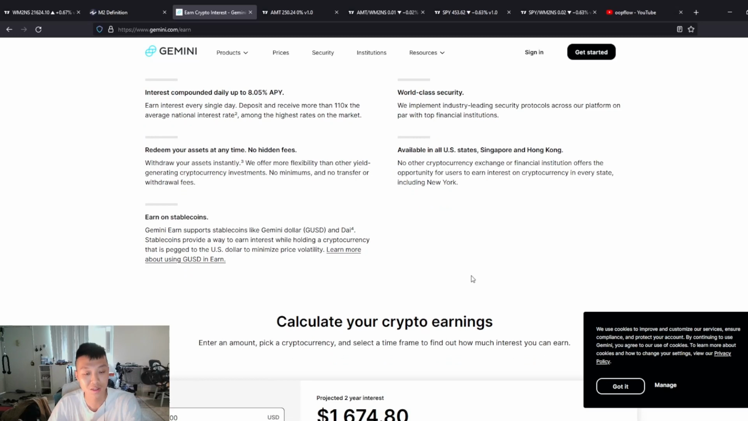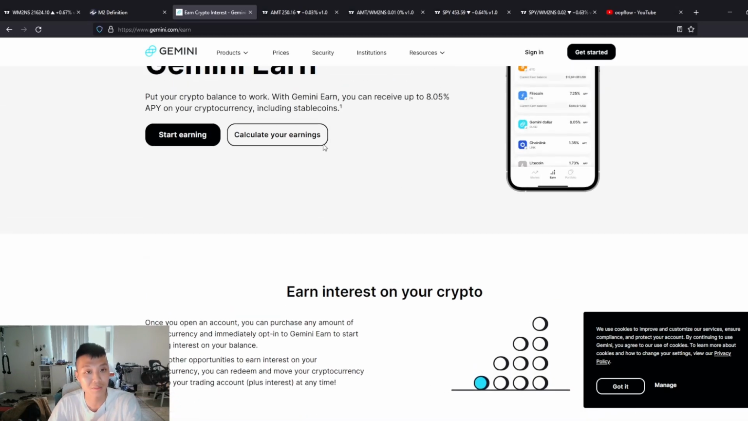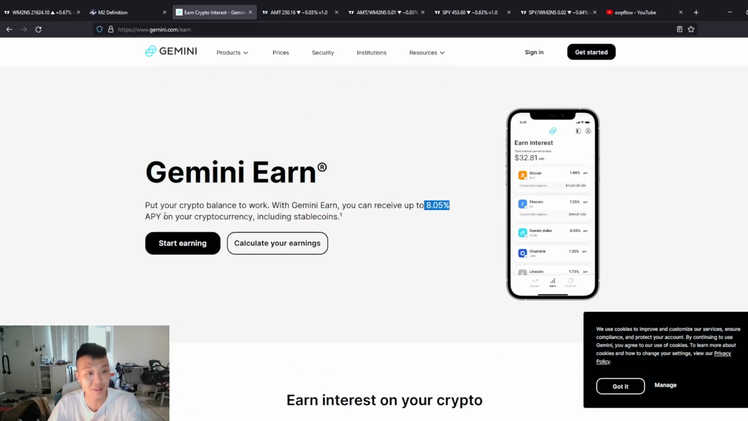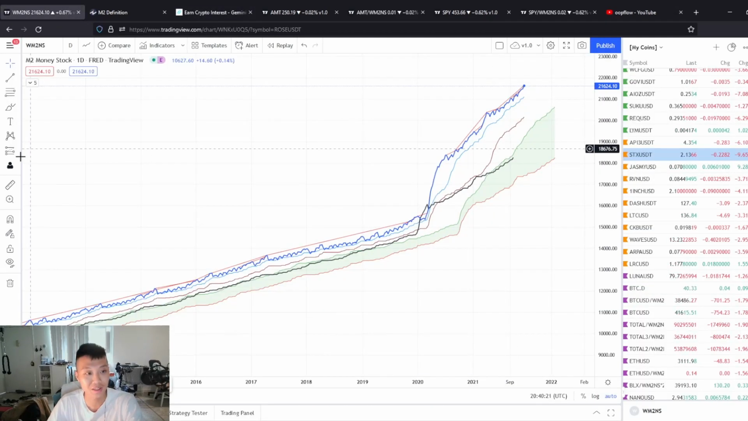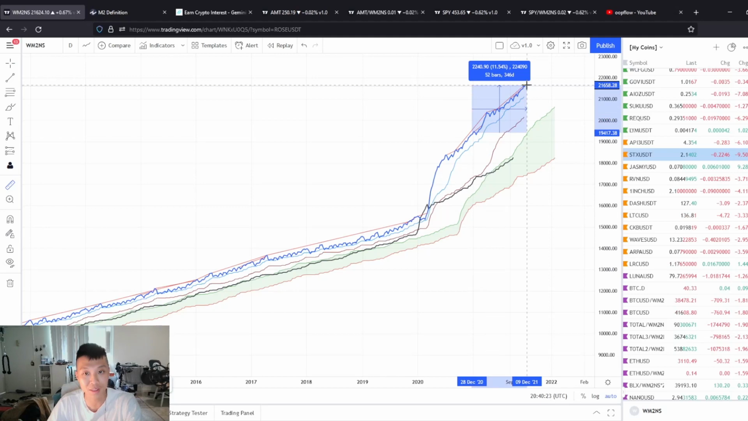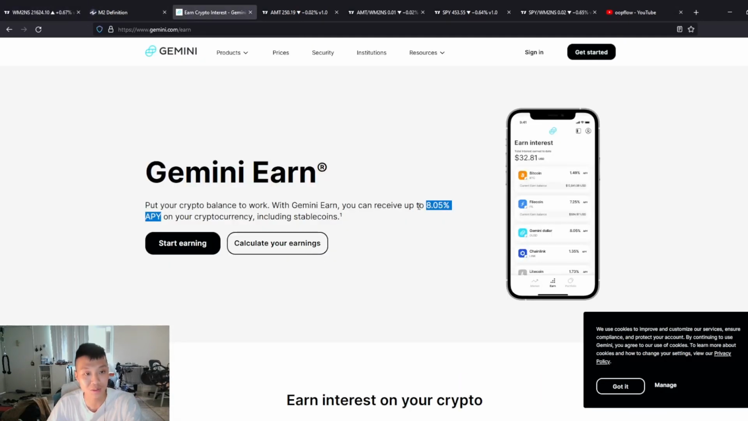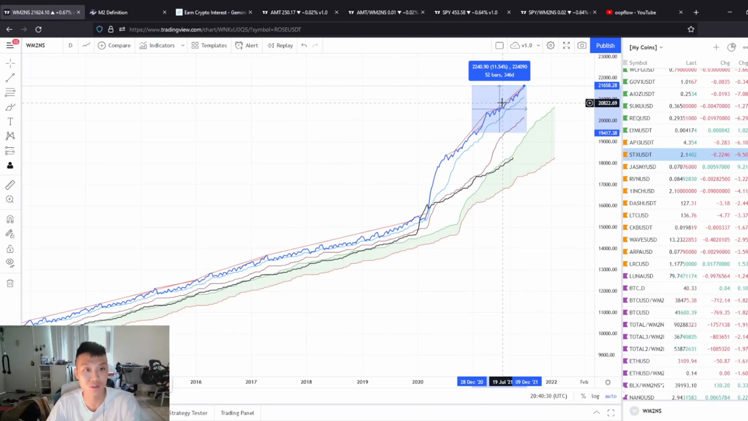Gemini offers 8% APY, and that's definitely better than whatever banks offer, right? 1% or 2%. But putting it into the context of the inflation rate, if you just left your money and gained 8% a year, you would have functionally lost 3%. This is why it's so important that you know what the actual inflation rate is and where to get that information from.